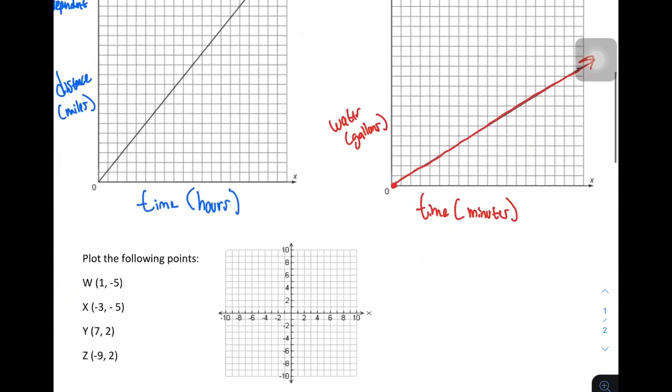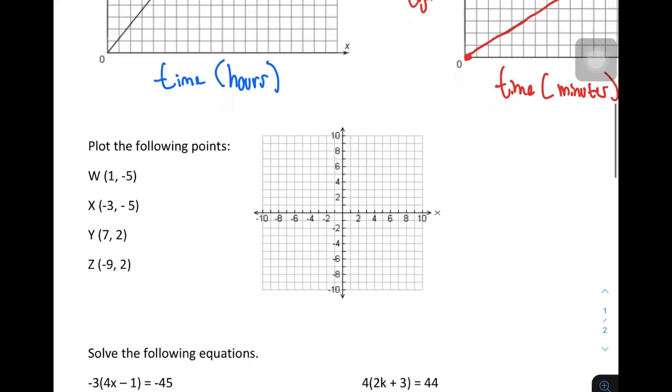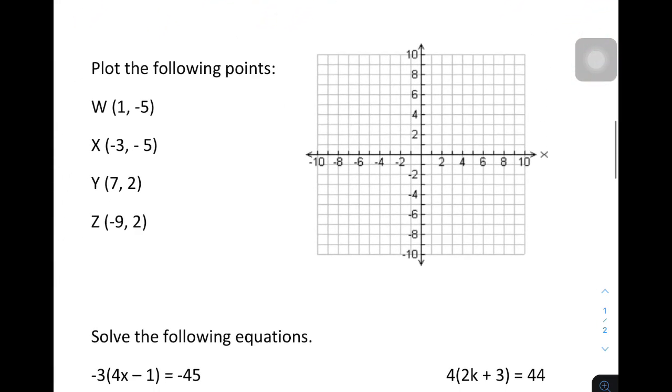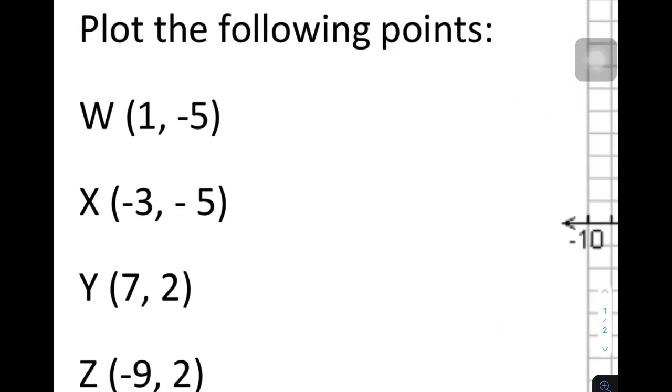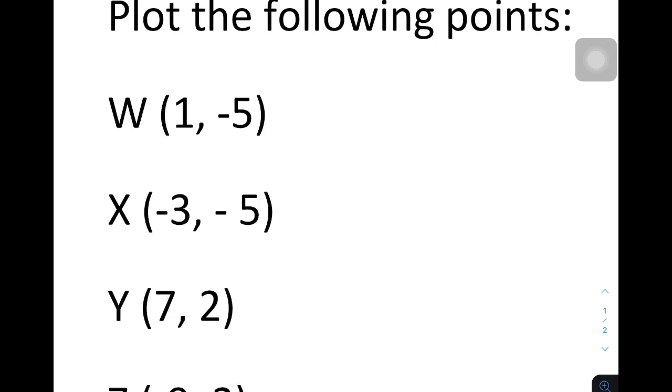Alright, that's it for the independent, dependent stuff. Plotting points, this again should be a review. We have 4 points here, W, X, Y, and Z. I'll start with W. We have (1, -5).